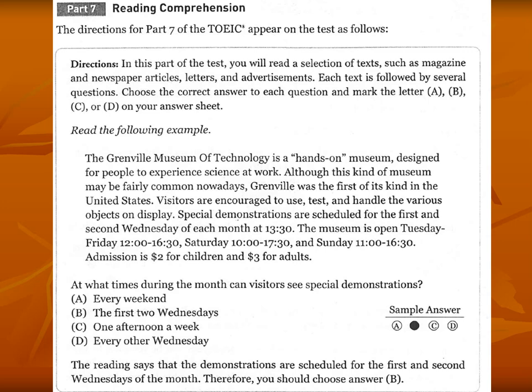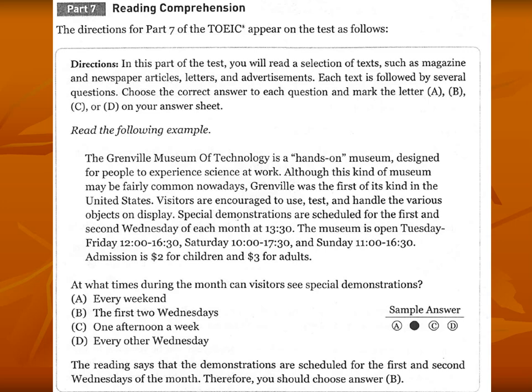Greenville was the first of its kind in the United States. Visitors are encouraged to use, test, and handle the various objects on display. Special demonstrations are scheduled for the first and second Wednesday of each month at 13:30. The museum is open Tuesday to Friday 12 to 16:30, Saturday 10 till 17:30, and Sunday from 11 till 16:30. Admission is $2 for children and $3 for adults.